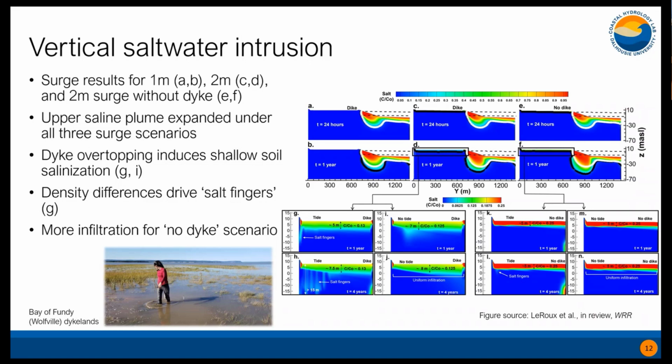But ultimately, these results show that the aquifer was not able to recover to the pre-surge state within the simulation runtimes, which indicates that there could be devastating consequences for these agricultural crops that rely on freshwater to thrive.